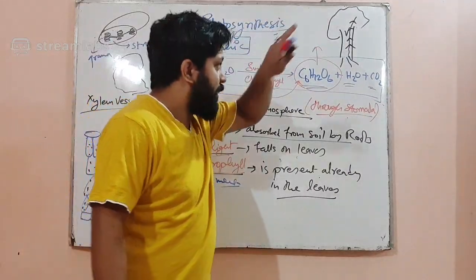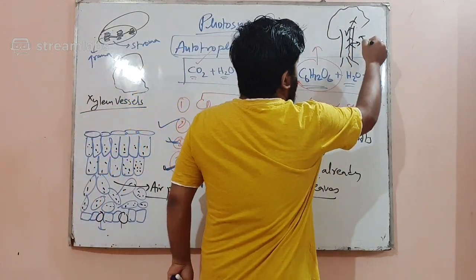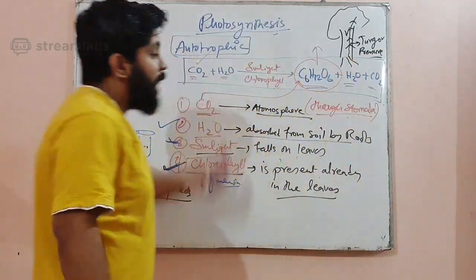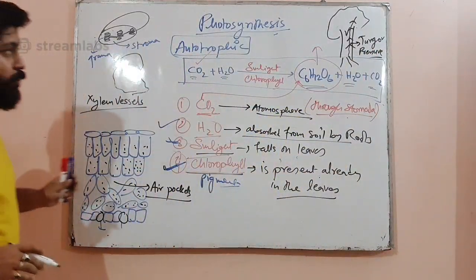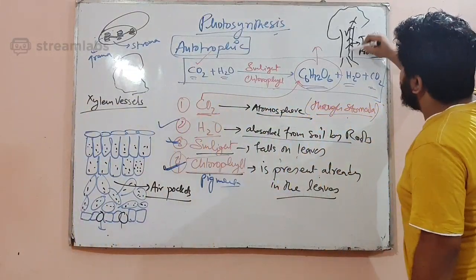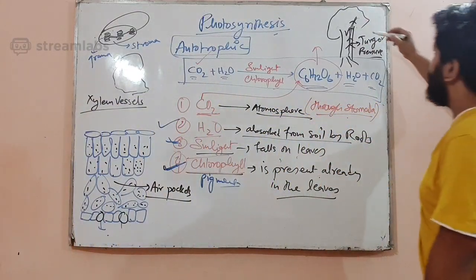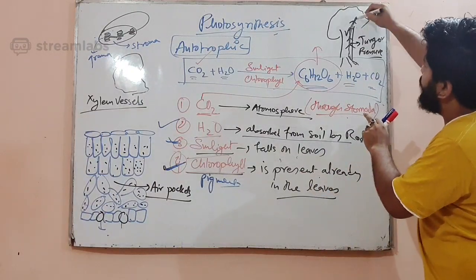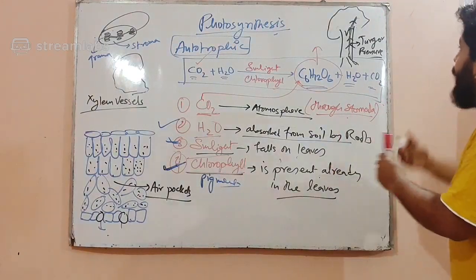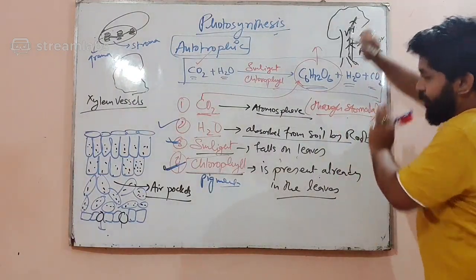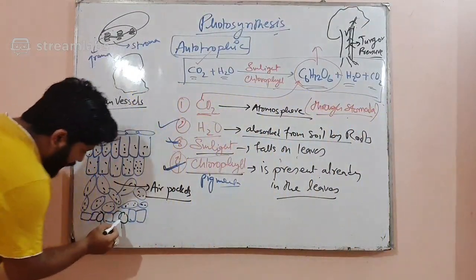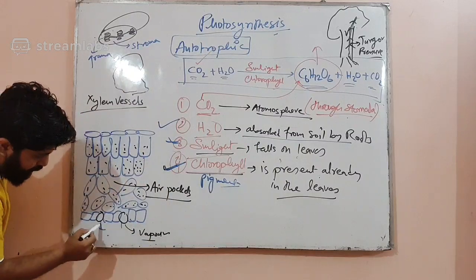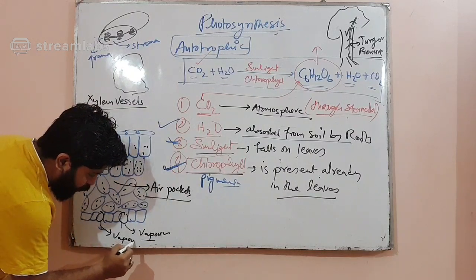Now how does it go up? It goes up with a pressure. How is this pressure created? That I will tell you. Now try to understand: the xylem tissue is going up. Let us understand in a cyclic way that there is water in the cell. But then through the stomata, the excess water goes out as vapor.